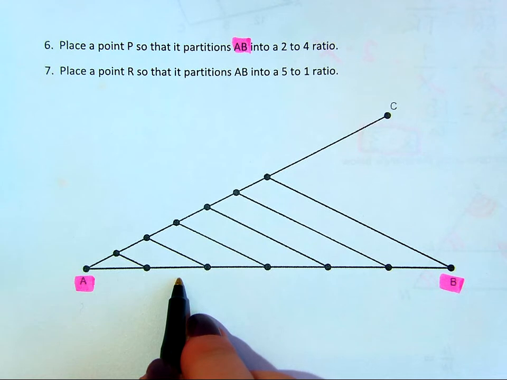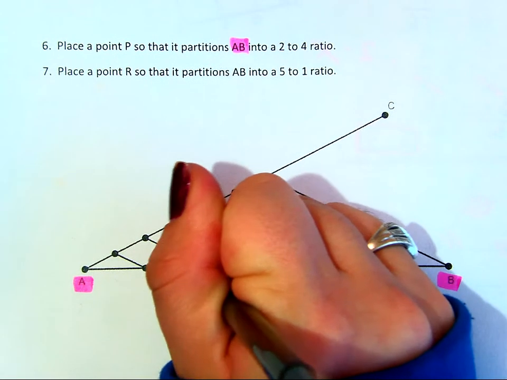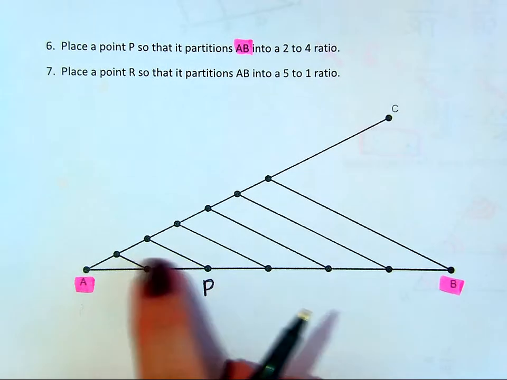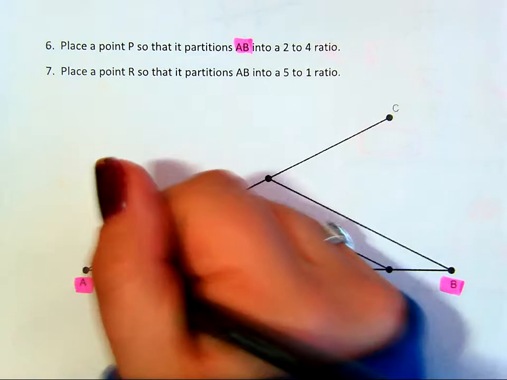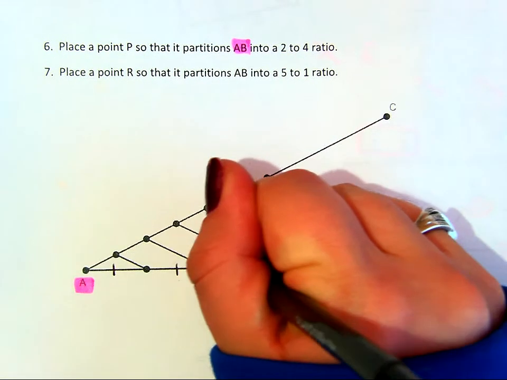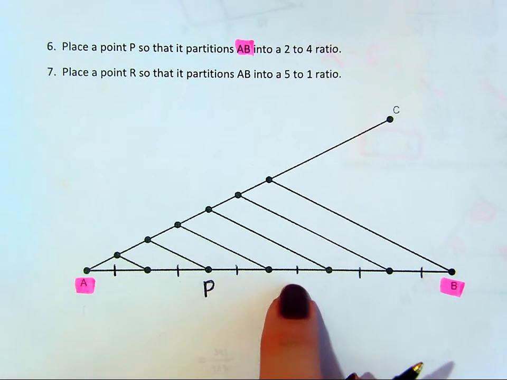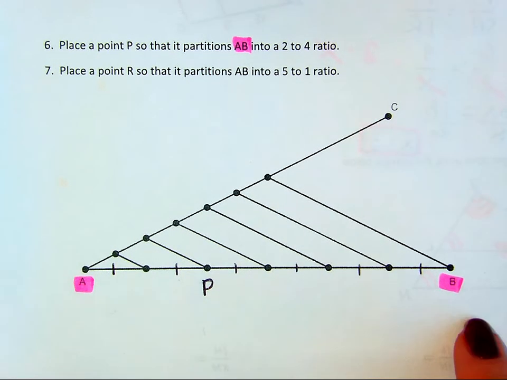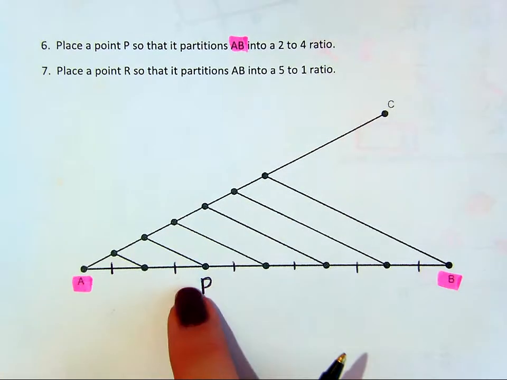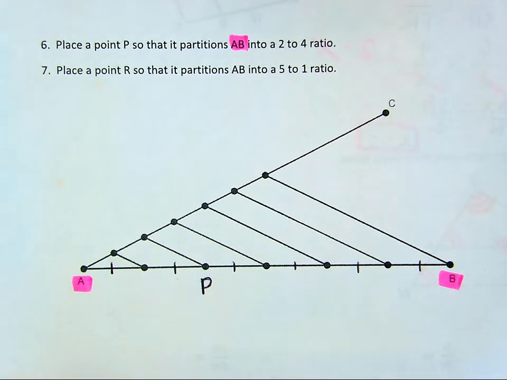One, 2, and I'm going to put P here. So I have 2 sections to the left of P and 1, 2, 3, 4 sections to the right of P. All of these segments are the same size. There are 6 of them: 1, 2, 3, 4, 5, 6. If I want to separate these 6 sections in a 2:4 ratio, we're going to have 2 sections on the left and 4 on the right. So this is where point P ends up.